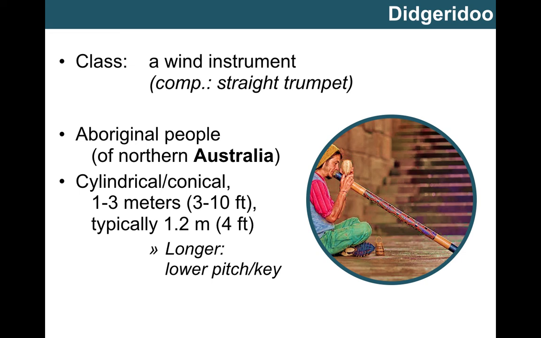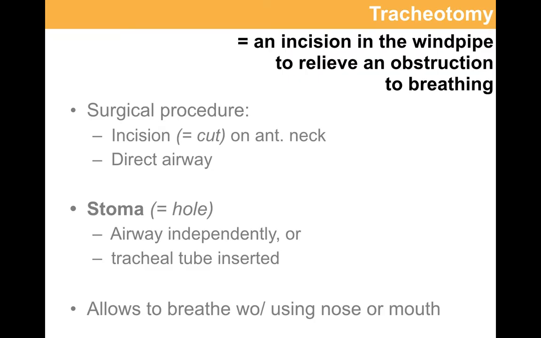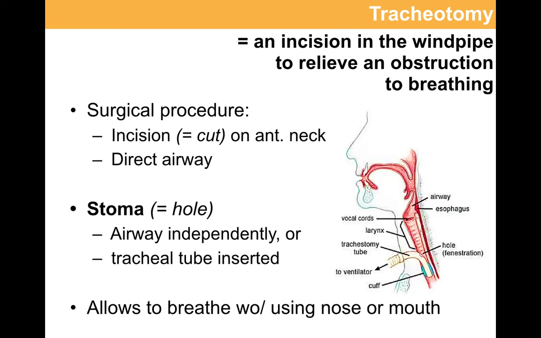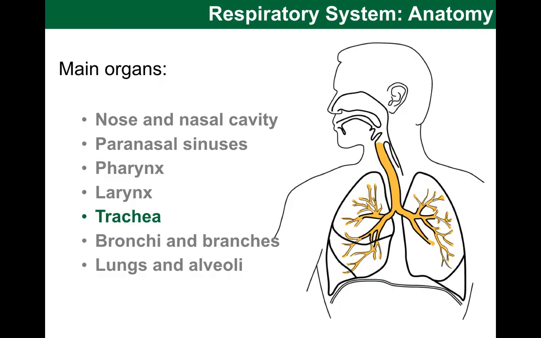And this brings us to talk about tracheostomy. This is an incision in the windpipe to relieve an obstruction. And this diagram shows that the positioning of this incision is very important. Hence, I wanted to bring it up at this point. And now we are ready to start talking about the trachea, so our windpipe, as sometimes called in layman's terms. Let's have a look at that.